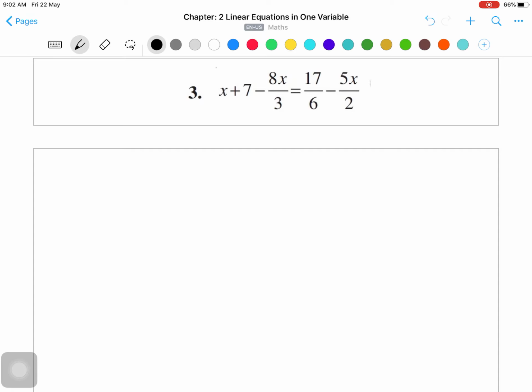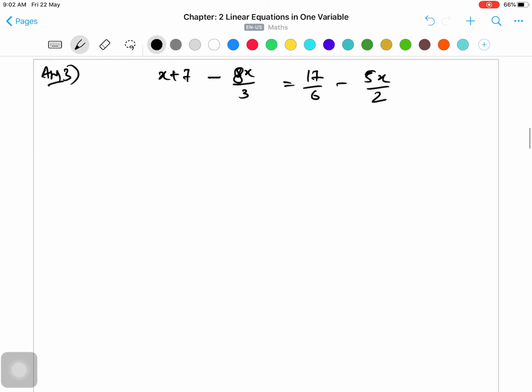Moving to the next one, we have equation number 3, which is x plus 7 minus 8x by 3 equals to 17 by 6 minus 5x by 2. So what we're going to do is first find out the variable term. We have x minus 8x by 3 and minus 5x by 2. Since the first two terms are already on the left hand side, we need to transpose this term to the left hand side, so its sign will be reversed.